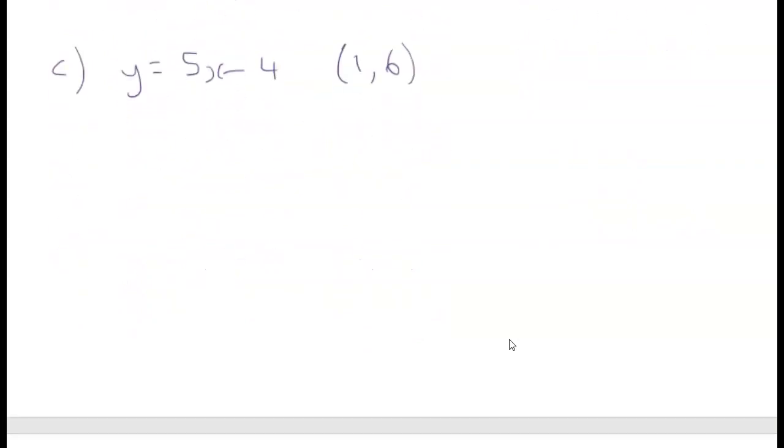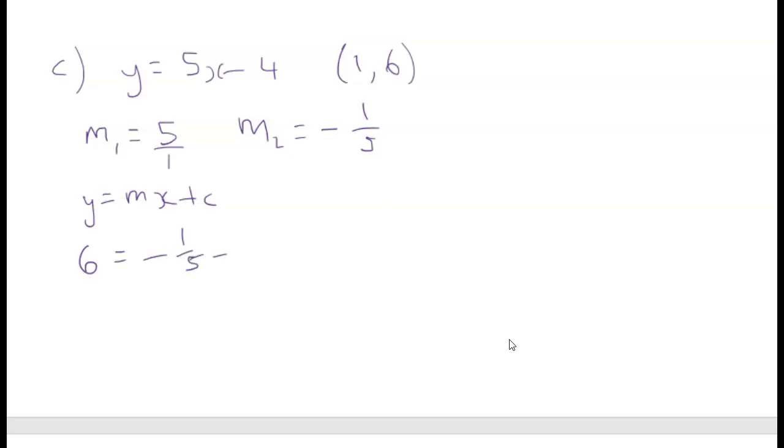All right, so same as before, identifying the gradient first. So the gradient of this one, so we'll call that m1, is 5. So your other gradient is just the negative reciprocal. So this number is positive, so I'm going to make this one negative. And this number is 5 over 1, so if I flip it, it's going to be 1 over 5. Okay, so there's our gradient. And we're just going to substitute it now into y equals mx plus c. So y is 6. Your gradient is -1 on 5 times x, which is 1, plus c.